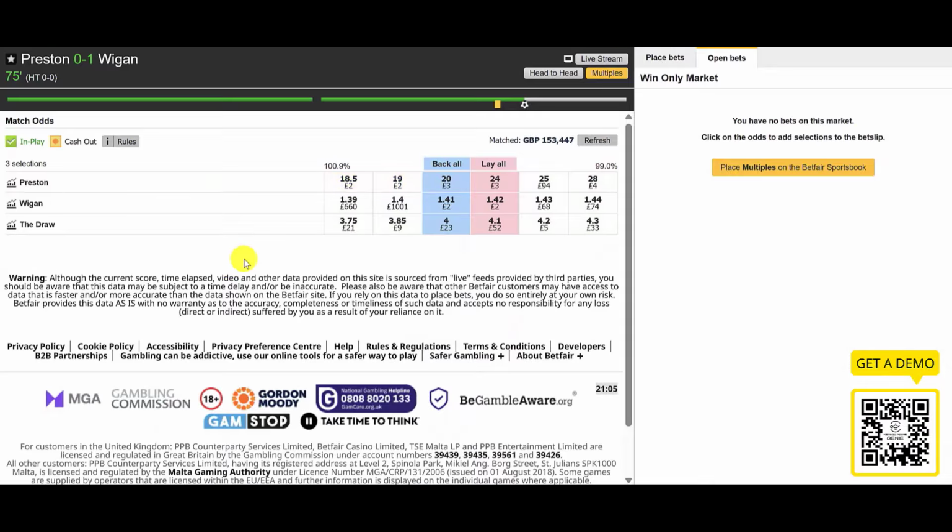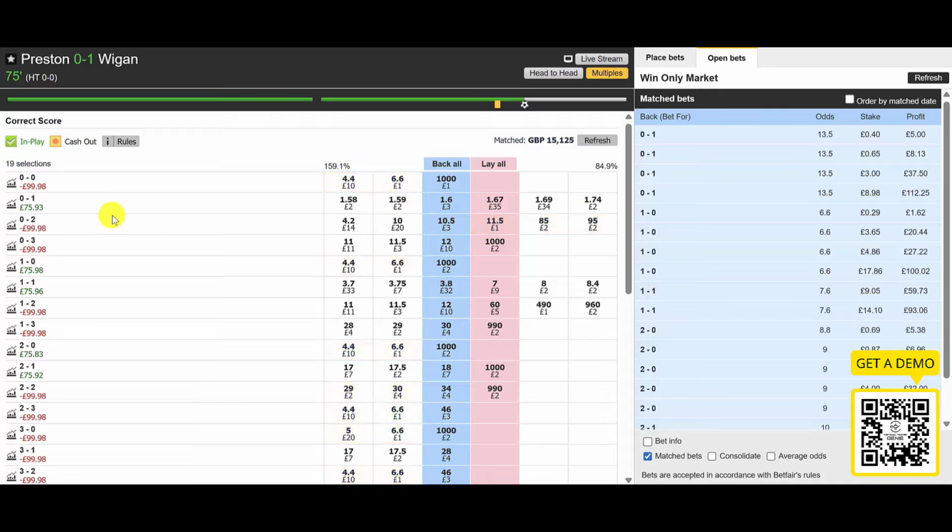75 minutes, you're not going to believe it. We've actually had a goal in this one. It's Preston 0, Wigan 1. Wigan have taken a lead just now, and if you do remember, Wigan was not the team we favoured. Wigan is the team we got the plan B on.